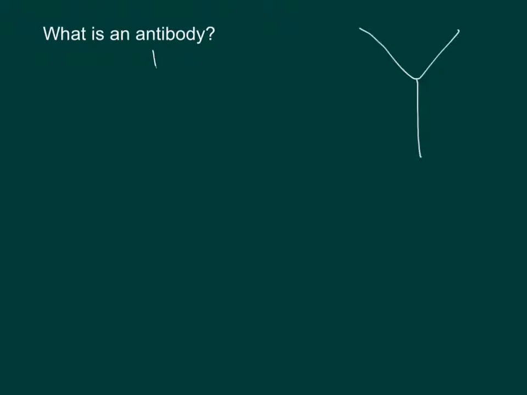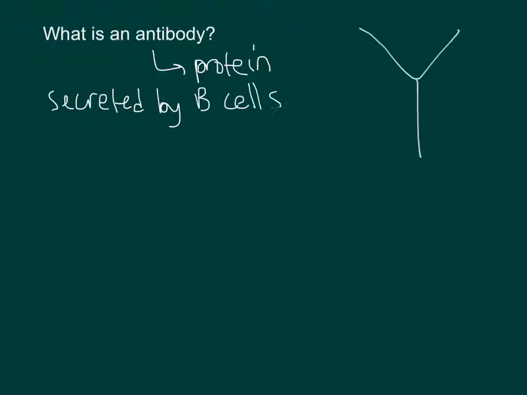So what is an antibody? An antibody is a protein, and it's specifically made by a certain type of cell. It's secreted by B cells. Earlier I mentioned that there's B cells and T cells. One way you can remember is T cells are like Mr. T. They fight close, hand-to-hand combat. B cells are like your Katniss Everdeen, your archers. So B cells release these antibodies.